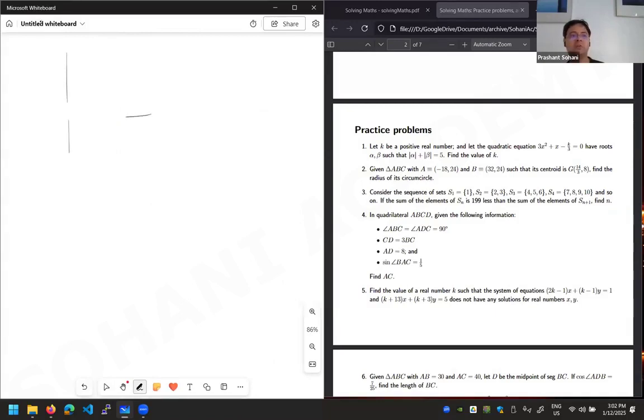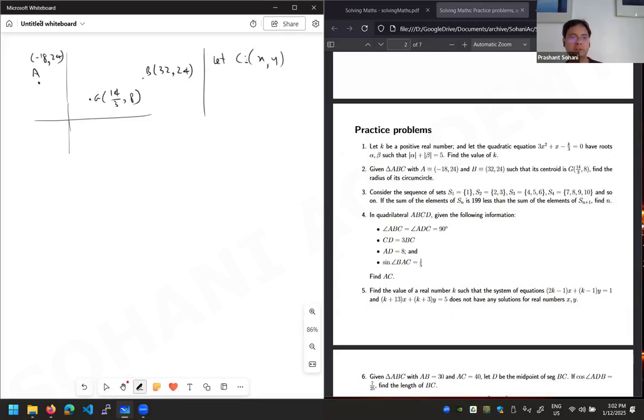So what is given? The position of A and B is given, right? So A is somewhere over here, let us say minus 18, 24, and B is also given, and the centroid is also given. So first thing is that we can assume that the third vertex C be at some x comma y. Okay, so can we find x and y, because we have the coordinates of the centroid, right?